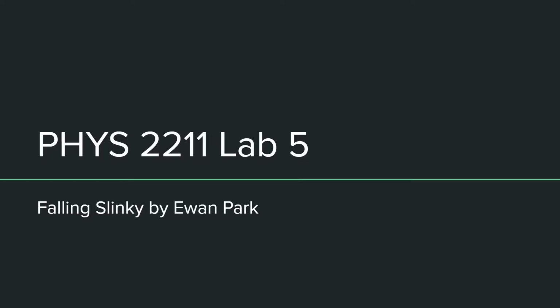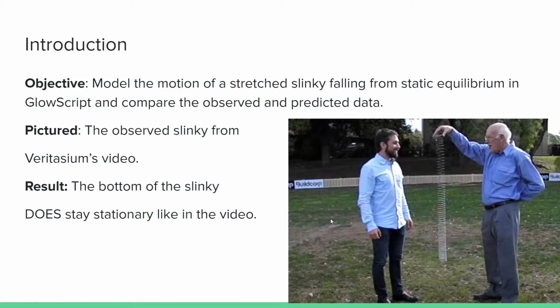In my case, I chose to perform the following slinky example. My objective was to model the motion of a stretched slinky falling from static equilibrium on GlowScript, and to compare the observed and predicted data. Pictured to the right is the observed slinky from Veritasium's video. My ultimate result is that the bottom of the slinky does in fact stay stationary in the model, as it does in the video. And to understand this, we need to know some fundamental principles.